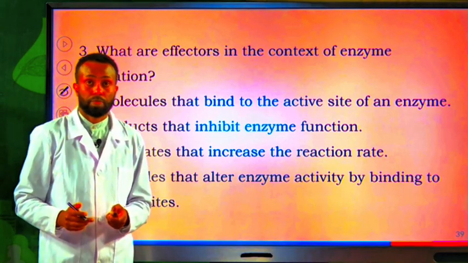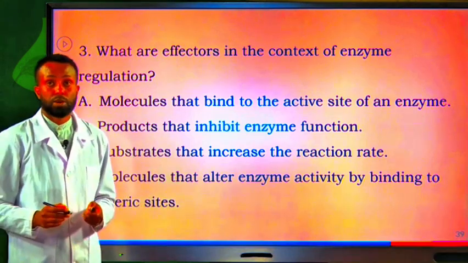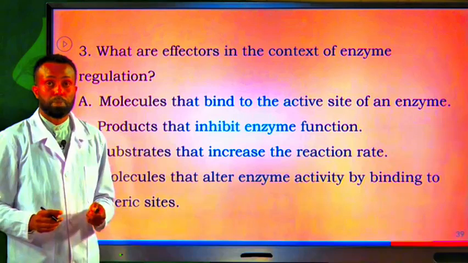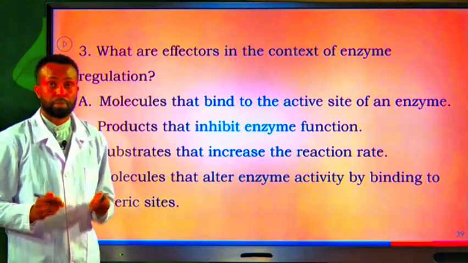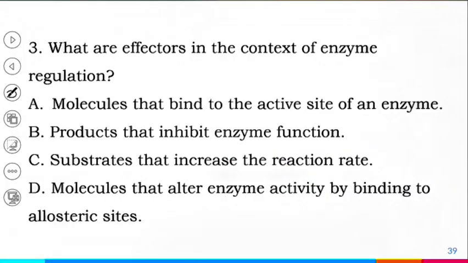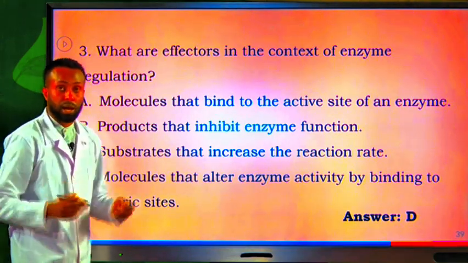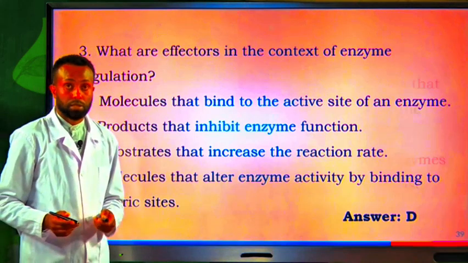Question number 3. What are effectors in the context of enzyme regulation? A. Molecules that bind to the active site of an enzyme. B. Products that inhibit enzyme function. C. Substrates that increase the reaction rate. D. Molecules that alter enzyme activity by binding to allosteric sites. The answer will be D. Effectors are molecules that alter enzyme activity by binding to the allosteric sites.